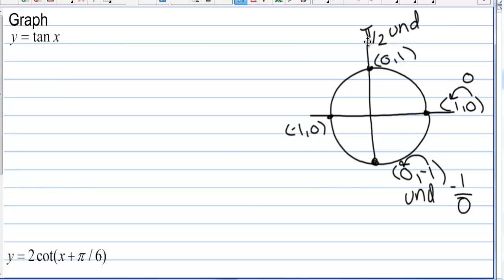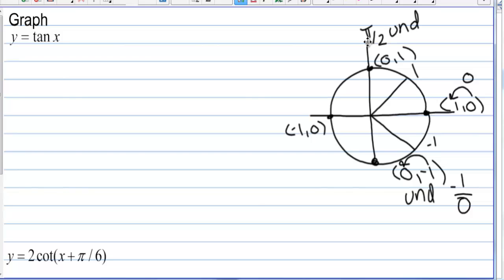But look, there's some really nice values along the way. We go from undefined to negative pi over 4 is negative 1. It's negative square root of 2 over 2 divided by square root of 2 over 2. That's negative 1. So it goes asymptote, negative 1, 0, and then pi over 4 is a value of 1. That's really nice. That's not some ugly decimal or some ugly radical. So undefined, negative 1, 0, 1, undefined. And then when you get to the other half of the circle, all the values repeat.